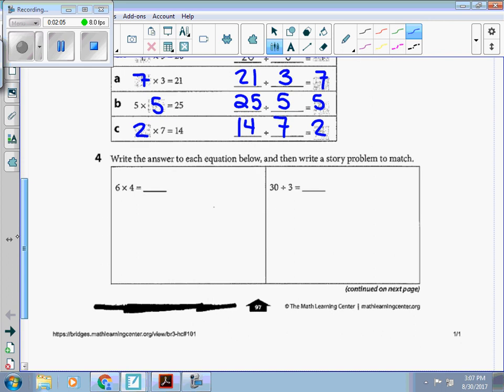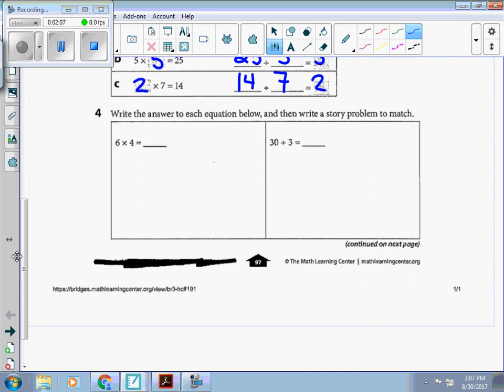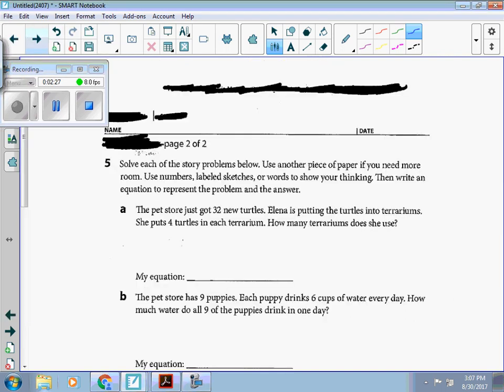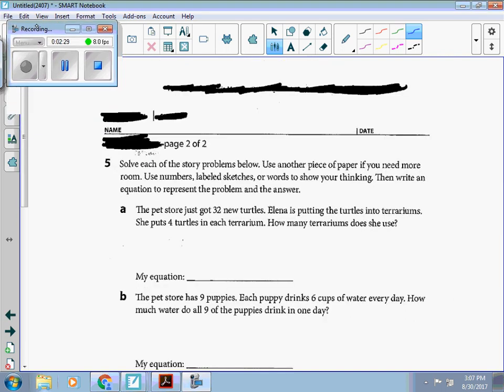For number 4, it says write the answer to each equation below, and then write the story problem to match. Well, 6 times 4 is 24, and your story problem can be about any topic you want it to be about. And 30 divided by 3 is 10, and again, your story problem can be whatever you'd like it to be. Going on to the back of the page.